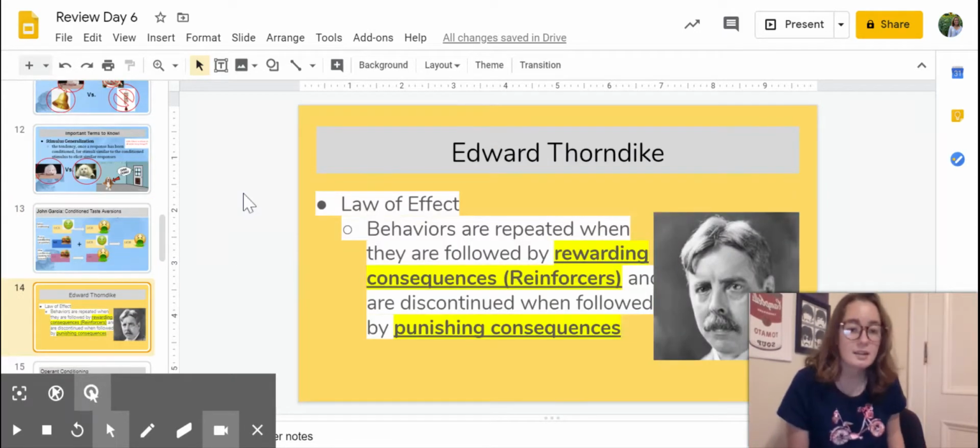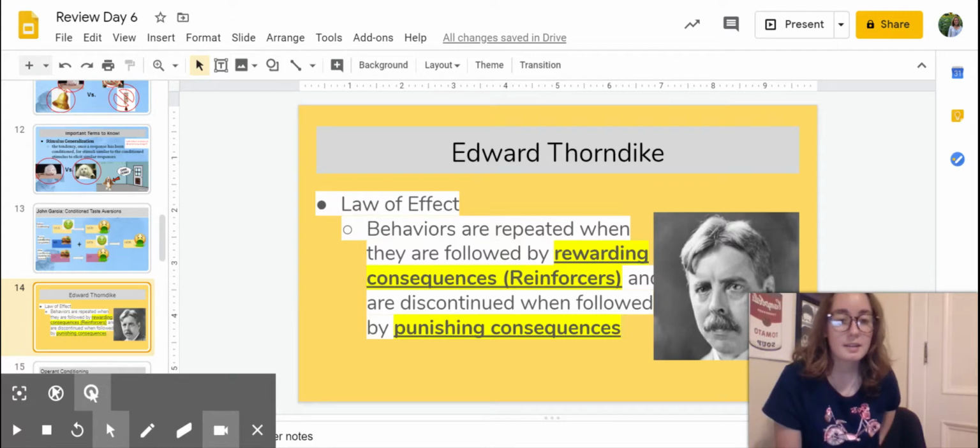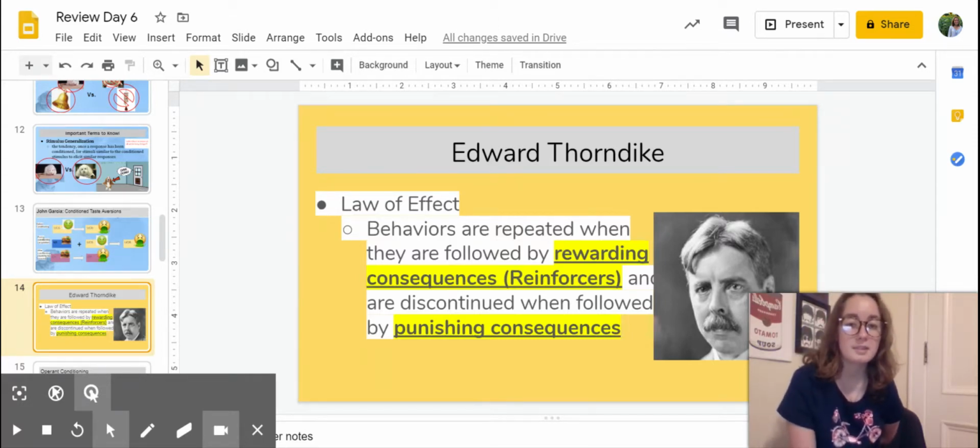So now we're going to hit into operant conditioning. The guy who set the groundwork or building blocks for operant conditioning is named Edward Thorndike. And he came up with this really simple idea called the law of effect. What this says is that behaviors are repeated when they're followed by rewarding consequences or reinforcers.